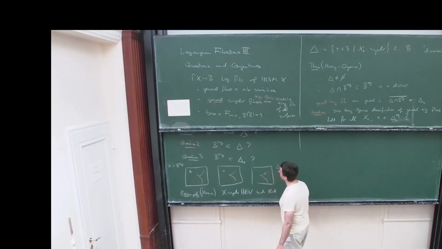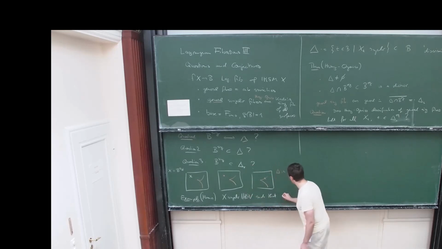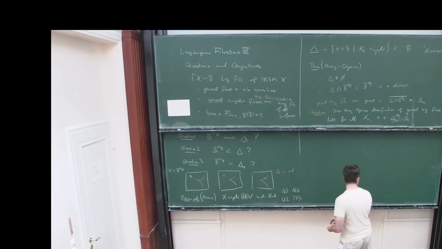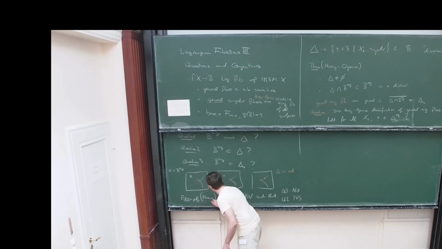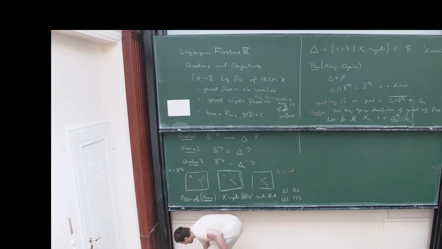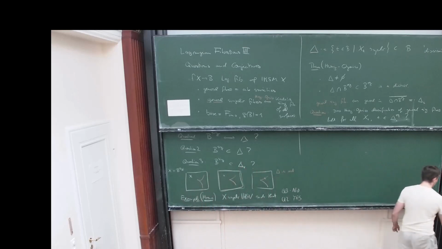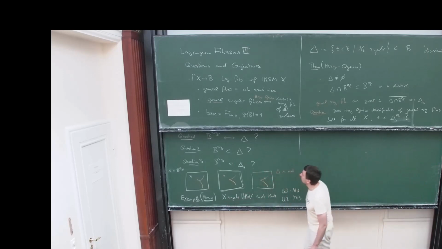So what was your example? Your example: the answer to question three was no, but the answer to question two was still yes. So question three, no. Question two, yes. So in other words, Mirko's example was such an example here. Is that right? Okay, but as I said, this wasn't the case where X is allowed to be singular.